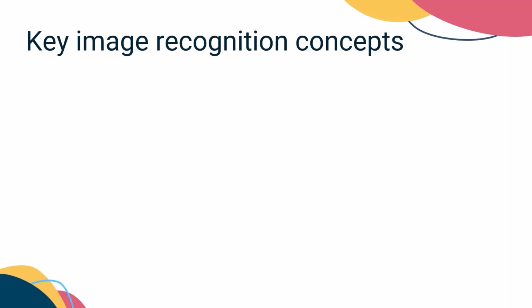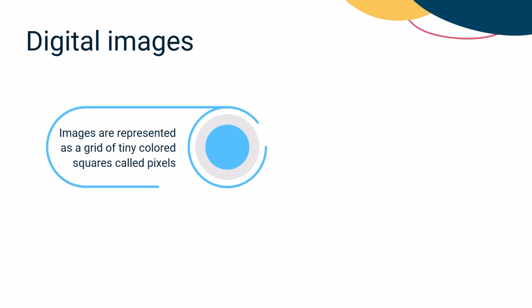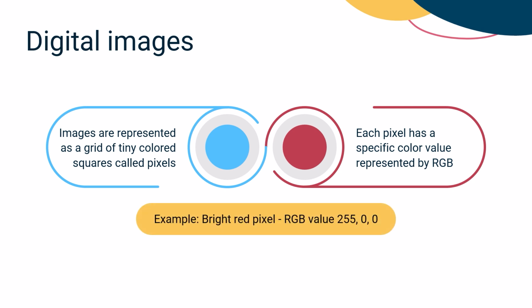Before learning about the code for image recognition, let's look at key image recognition concepts such as digital images, image processing, feature extraction, and classification. Let's begin with digital images. In computing, images are represented as a grid of tiny colored squares called pixels. Each pixel has a specific color value, typically represented by RGB, or red, green, and blue values. For example, a bright red pixel might have an RGB value of 255, 0, 0.